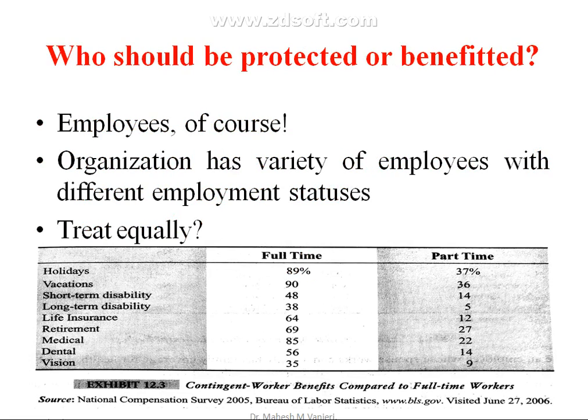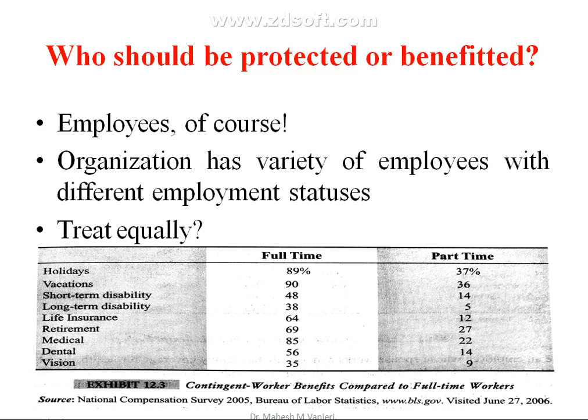So the first thing is who should be protected or benefited, to whom the company should give benefits. Of course, employees, no doubt about it. But what is the issue? The organization has a variety of employees with different employment statuses. I hope you are able to understand. Now, whether the company should draw a standard plan and give equal benefits to all employees, or customize the benefits, that is the issue in front of the compensation manager. Students online, I hope you are able to understand what the issue is here.